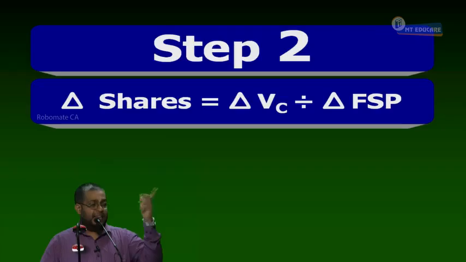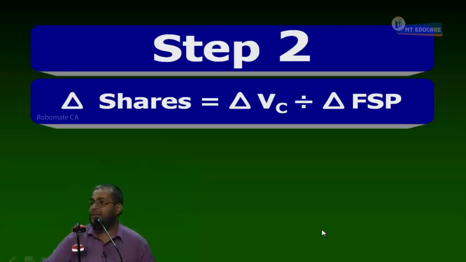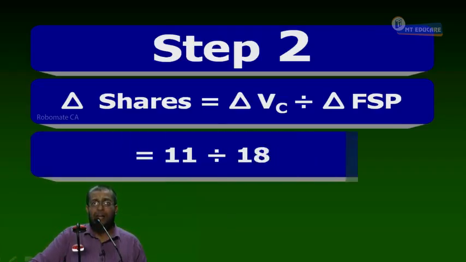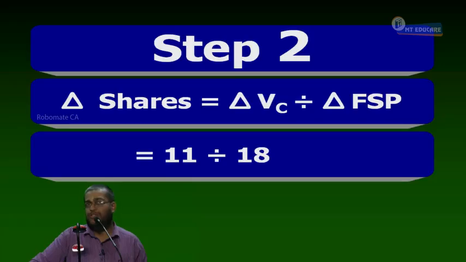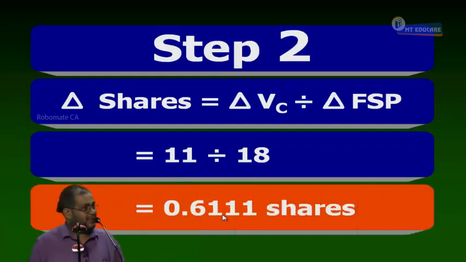Delta is one of the techniques used in Greeks later. Change in VC divided by change in FSP. Now, what divided by what? 11 divided by 18. It is not plus, it is divided here. In one notebook, they copied plus. When I get the Xerox, now I find all this. How much is the number? 0.6111 shares. Don't round down to 1 share.